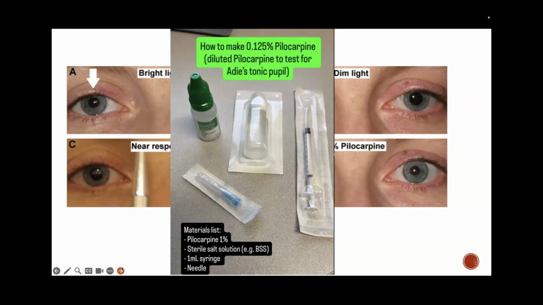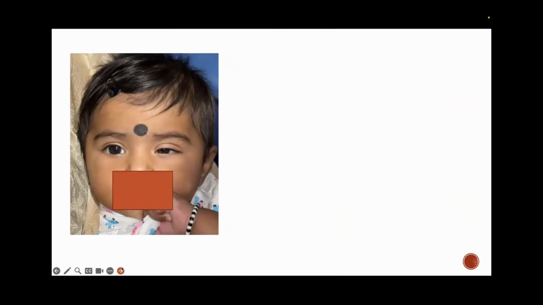But if that is not the case, and it's an isolated case of Adie's tonic pupil, you just have to give them a diluted dose of pilocarpine, which they can put 2 to 3 times a day. And if they're having some accommodation issues, then you add the bifocal lenses along with it.